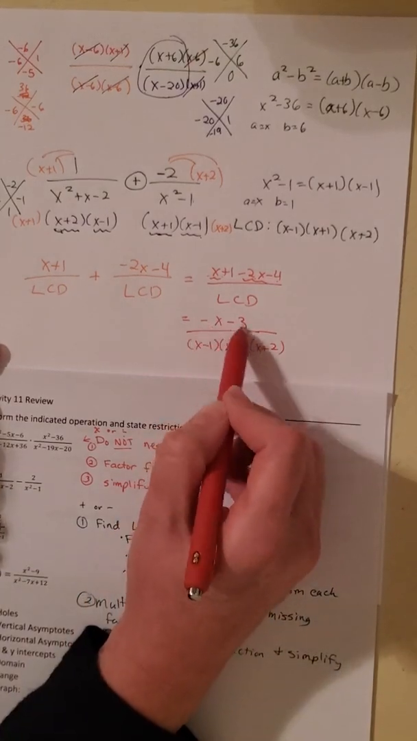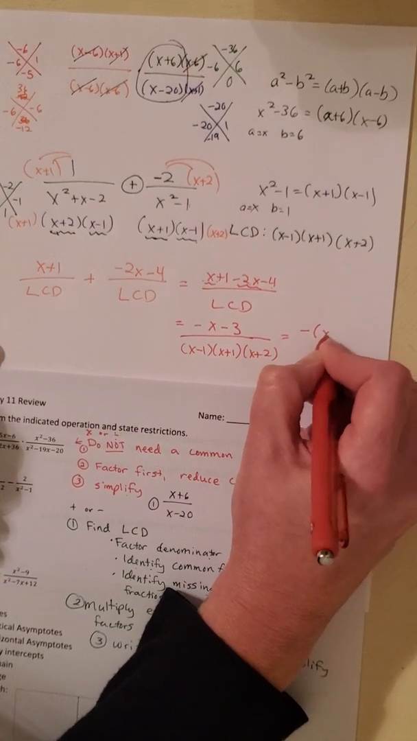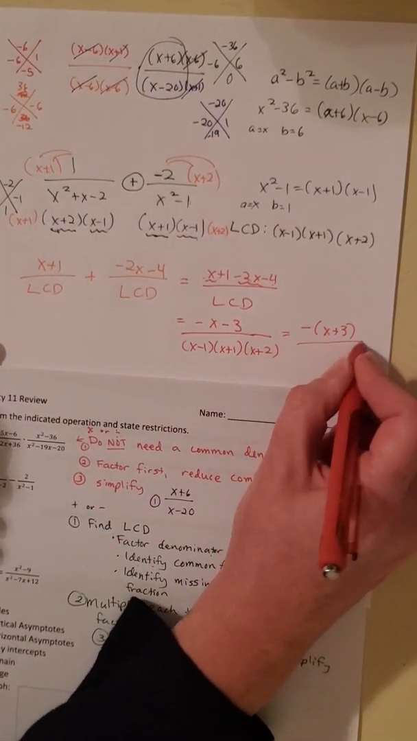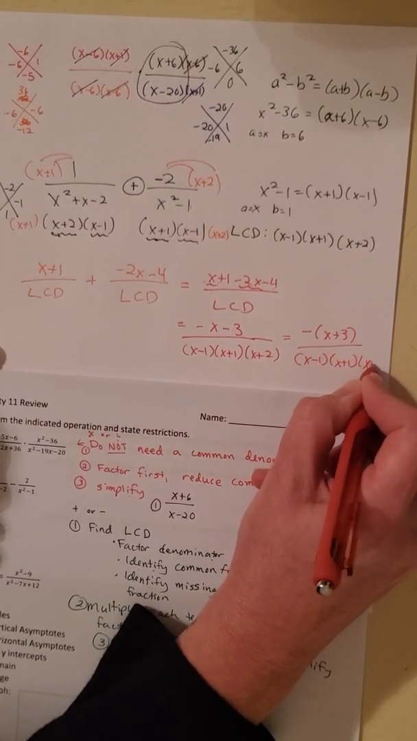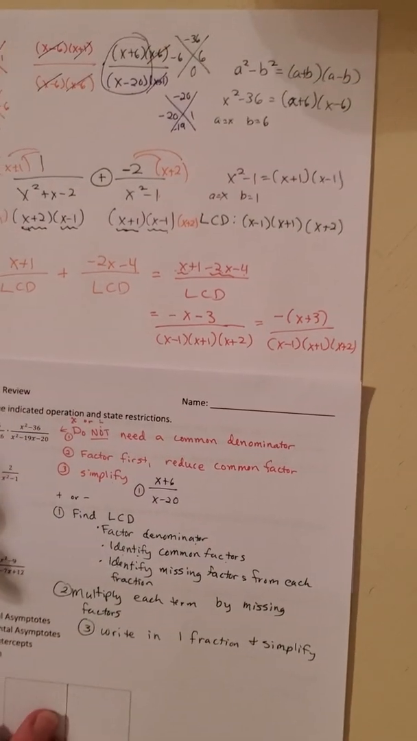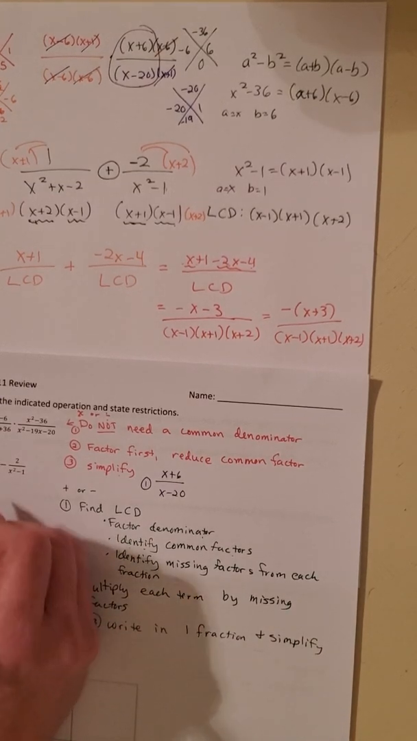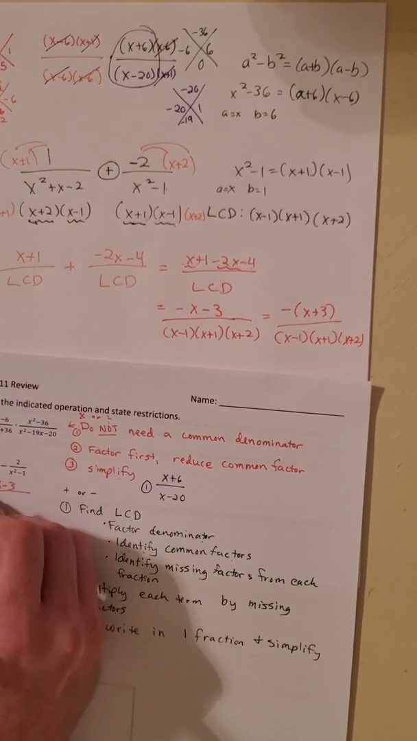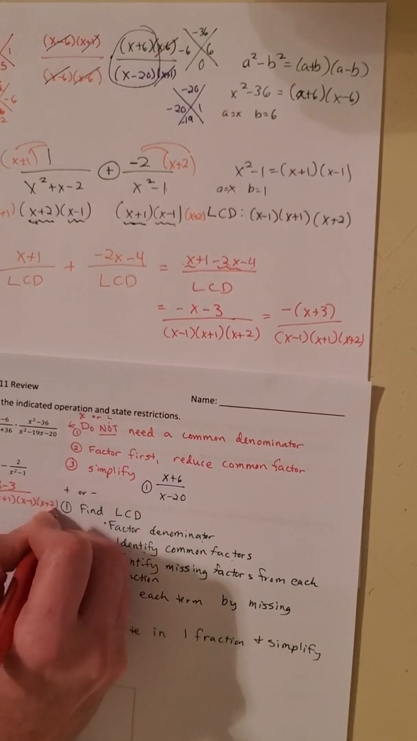Sometimes they'll factor out that negative. They could rewrite this as negative and then x plus 3. But generally we don't do that. We can just leave it the way it was, but either one of these would be correct. Okay, and so that was number 2. So number 2 is -x minus 3 over x plus 1, x minus 1, x plus 2.